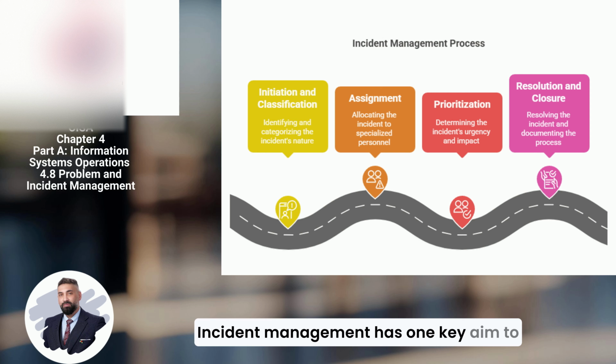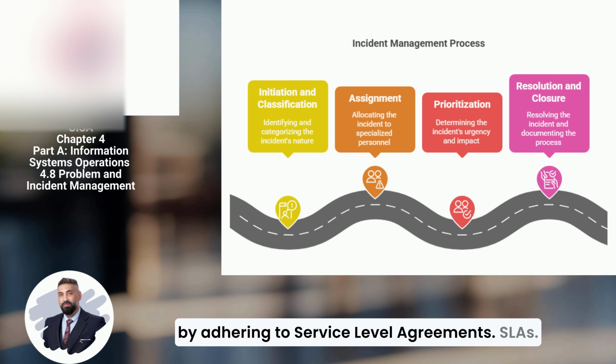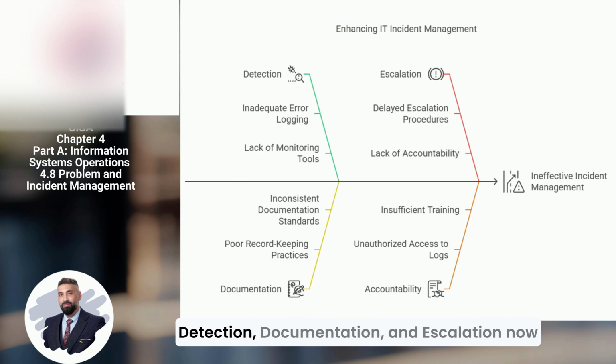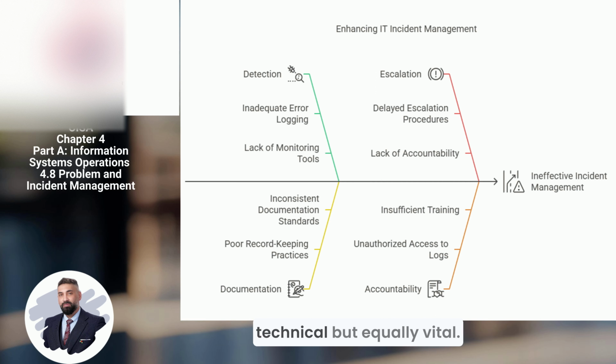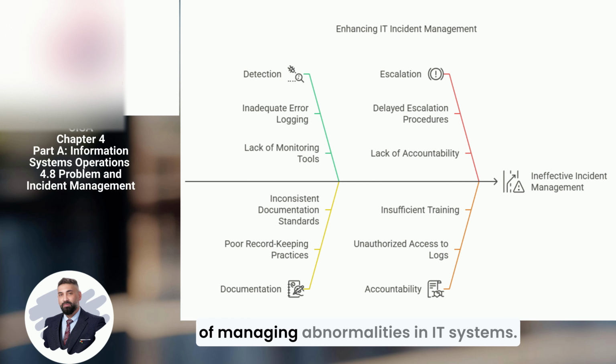Incident management has one key aim: to minimize disruption and restore operations to normal by adhering to service level agreements, SLAs, detection, documentation, and escalation. Now let's address something slightly more technical but equally vital. Detection and documentation are the backbones of managing abnormalities in IT systems.